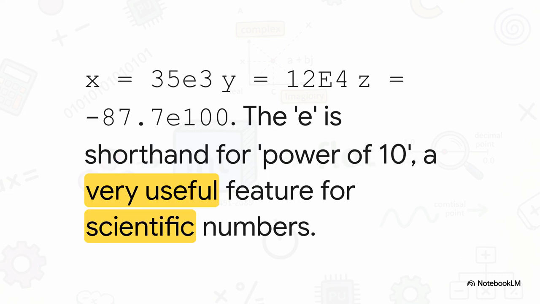And another really cool thing about floats is they can handle gigantic or super tiny numbers using what's called scientific notation. That's what you're seeing with that little e on the screen. It's just a shortcut for times 10 to the power of. So 35e3 is really just 35 times 10 to the power of 3, which is 35,000. This is an absolute game changer in fields like science and engineering.